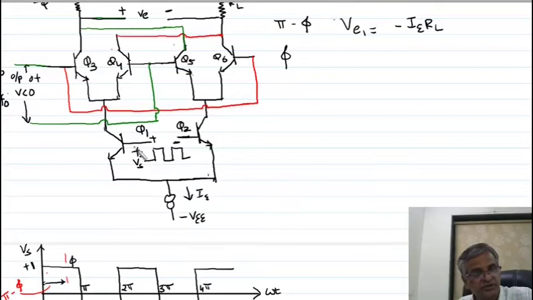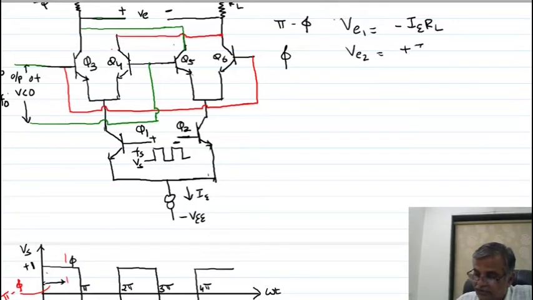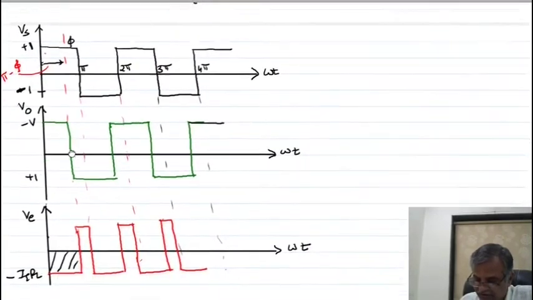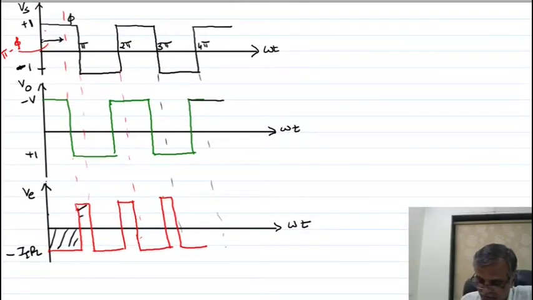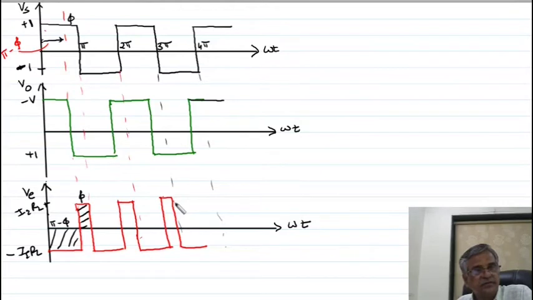But this is positive, so this will conduct. So this does not conduct, so voltage at the collector of Q3 is maximum. The maximum value I am writing is equal to plus IERN. So that voltage I am showing you in a timing diagram. This is your plus IERN. This is your interval pi minus phi. This is your phi interval. In this way you can get the voltage for a consecutive square pulse.